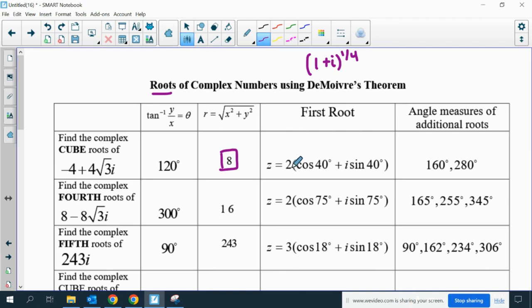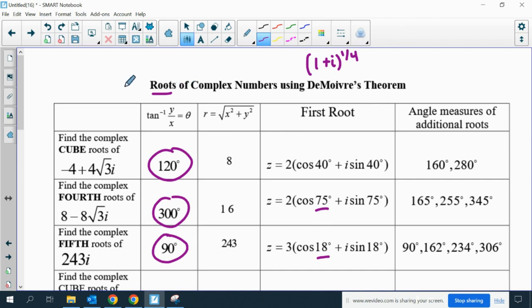I take my radius, I take the cube root of this because it's asking for the cube root. Radius of 16, I take the 4th root of it. 243, I take the 5th root, so the 5th root of that would be 3. So notice what's happening to all of those radii is that you're just taking whatever root it is, and then for the angles, you divide. 120 divided by 3 is 40. 300 divided by 4 is 75. 90 divided by 5 is 18. So you can easily get these angles.